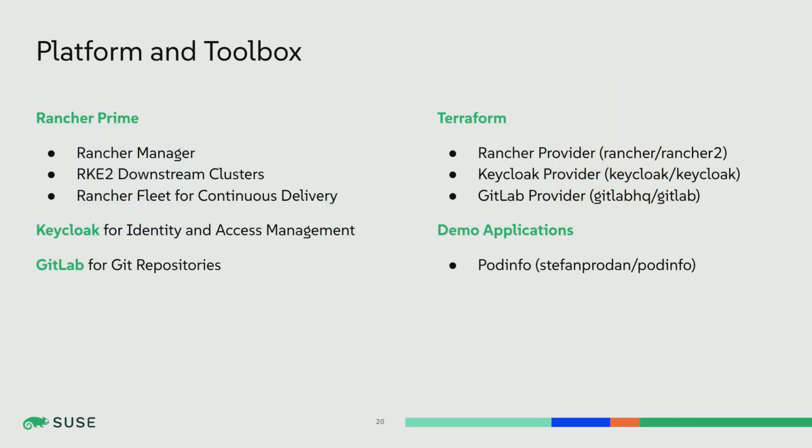In this tutorial, I will use these tools. First, for the platform, Rancher Prime: I use Rancher Manager plus RKE2 downstream clusters, then Rancher Fleet to deploy the resources required for the developers. Then Keycloak for identity and access management, GitLab for the Git repository, and for the automation, I will use Terraform providers, the official ones for Rancher, Keycloak, and GitLab. Then, for the demo application, I use podinfo.